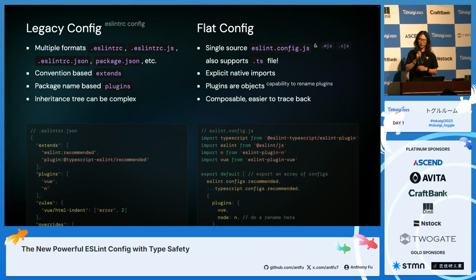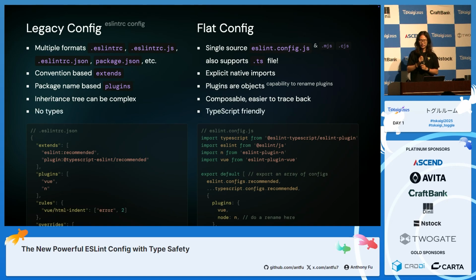Also, the inherent nature of extends might result in a very complex tree structure in the shared config. You may have nested extends inside, or something similar. In the flat config, it's simplified a lot. Basically, you import shared configs as multiple objects or arrays, and you compose them into a single flat array. That's why it's called flat config.